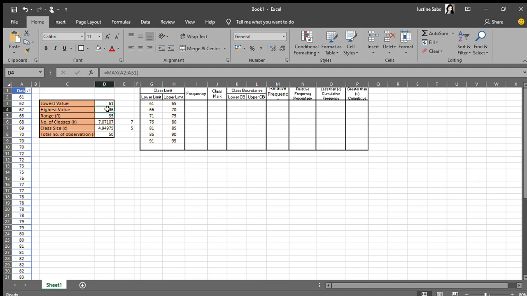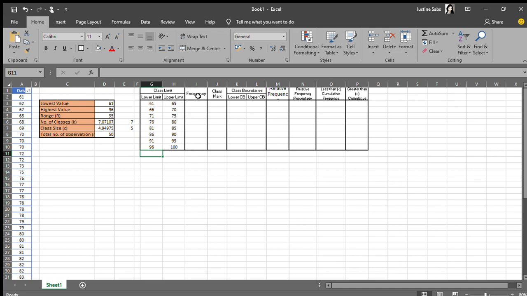But the thing is, the highest value that we have is 96, and it is not part of the 7th class interval. So that means you have to add another class interval for us to obtain the information from the highest value. So that would be 91 plus 5 is 96. 95 plus 5 would be 100. So this is our class limit.